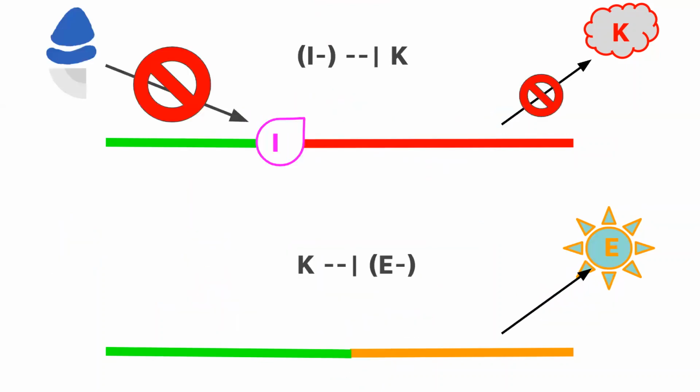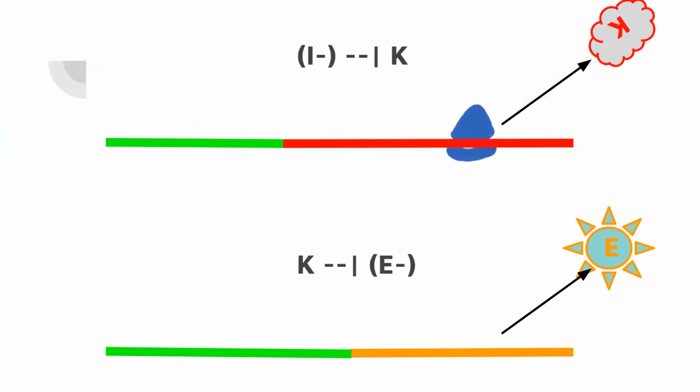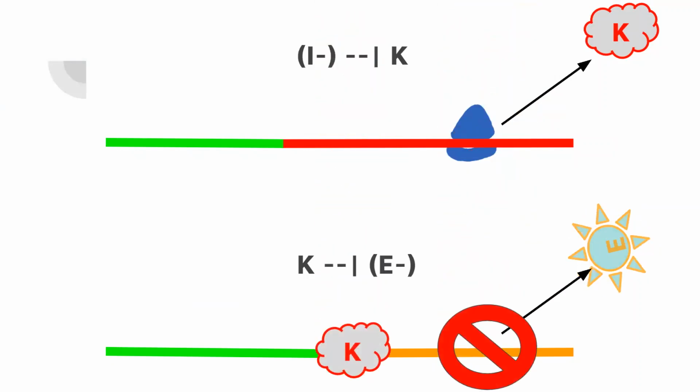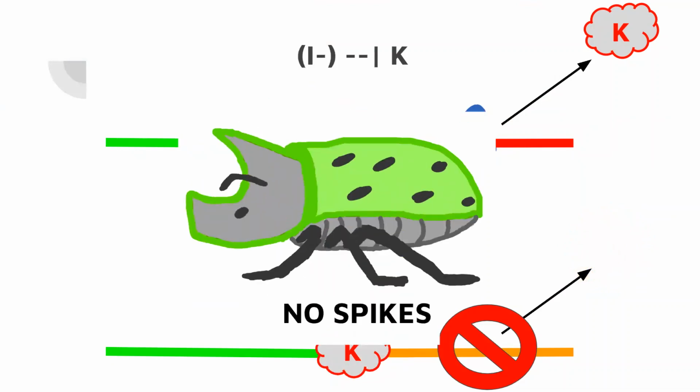A mutation in both I and E would also lead to no spikes. A faulty I, as we saw previously, would lead to no spikes on its own due to the formation of the inhibitor K. Since E is also faulty and further downstream in the network, it would not be able to produce the needed product to facilitate the formation of spikes anyway.